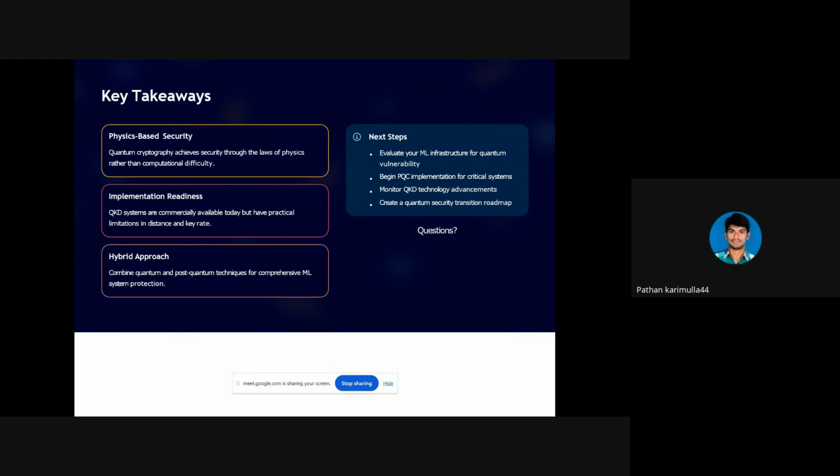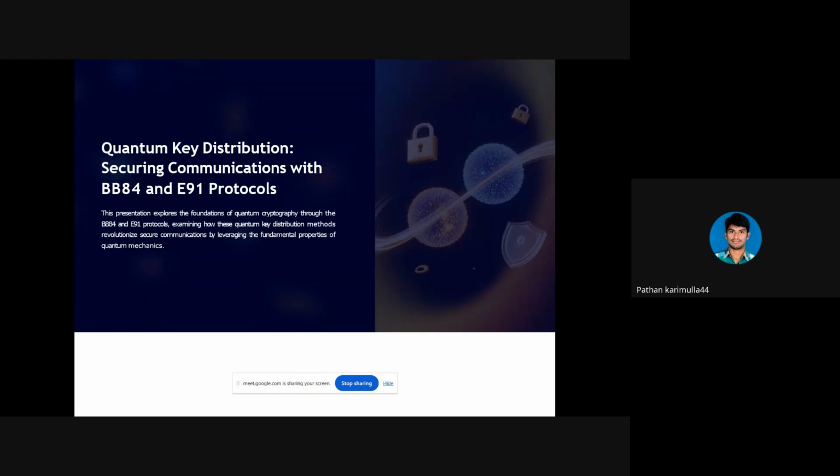So these are the key takeaways in this one. And these BB84 and E91 protocols we already discussed. This presentation explores the foundation of quantum cryptography through the BB84 and E91 protocols. So these all are like our HTTP, HTTPS protocols to implement this quantum key distribution, QKD. And these methods revolutionize secure communications by leveraging the fundamental properties of quantum mechanics.